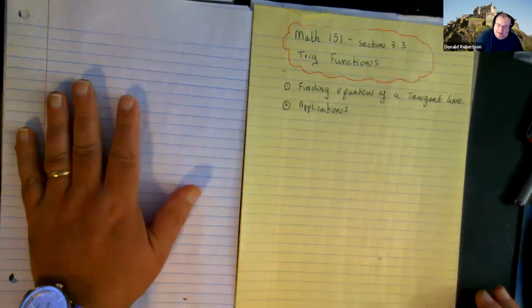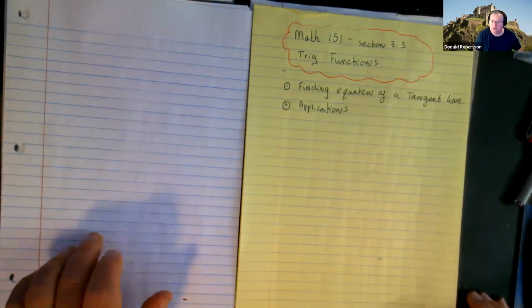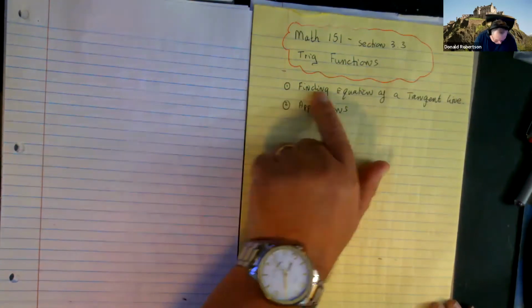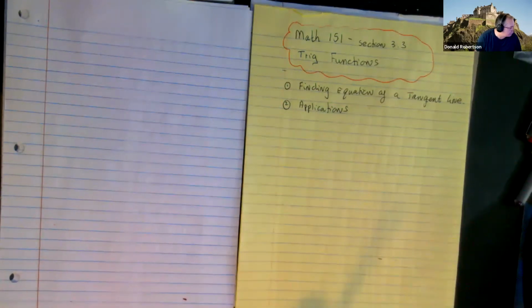The 6 main trig functions, sine, cosine, tangent, cosecant, secant, cotangent, and their derivatives. And all I want to do is maybe do one question, finding the equation of a tangent line, and then to finish off, we'll do some application questions.